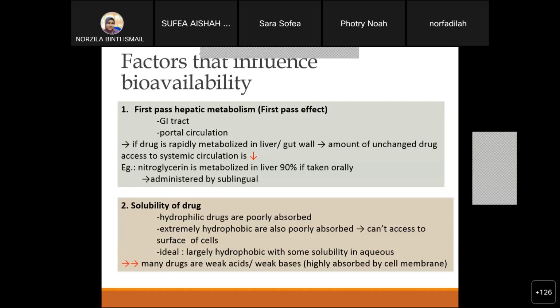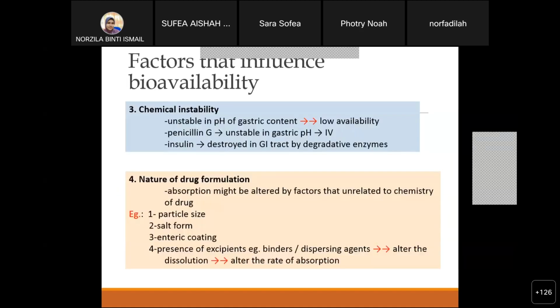This is because the surface of the cell is a bit aqueous, right? Okay, ideal for absorption are drugs that are largely hydrophobic with some solubility in aqueous. That's why many drugs are weak acids or weak bases. They are highly absorbed by the cell membrane. Okay, chemical instability: drugs unstable in the pH of gastric content will have low absorption, or low bioavailability.